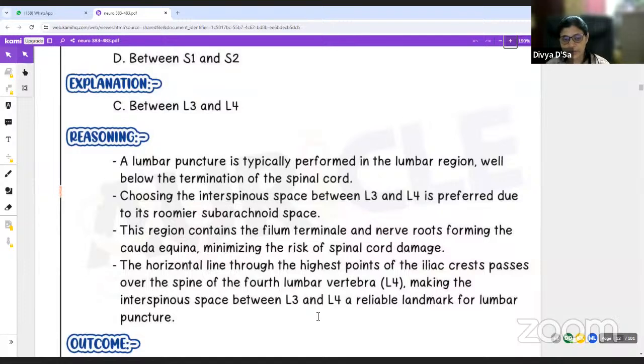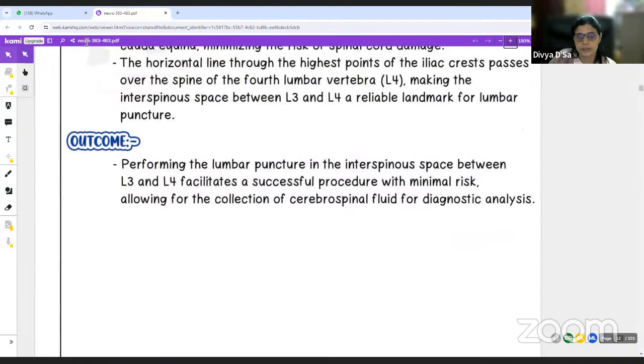Okay, and next thing why we do is the horizontal line through the highest point of the iliac crest passes over the spine of the fourth lumbar vertebra, making the interspinal space between L3 and L4 a reliable landmark for the lumbar puncture. So basically performing the lumbar puncture in the interspinal space between L3 and L4 will facilitate a successful procedure with very minimal risk, allowing for the collection of CSF for diagnostic analysis.